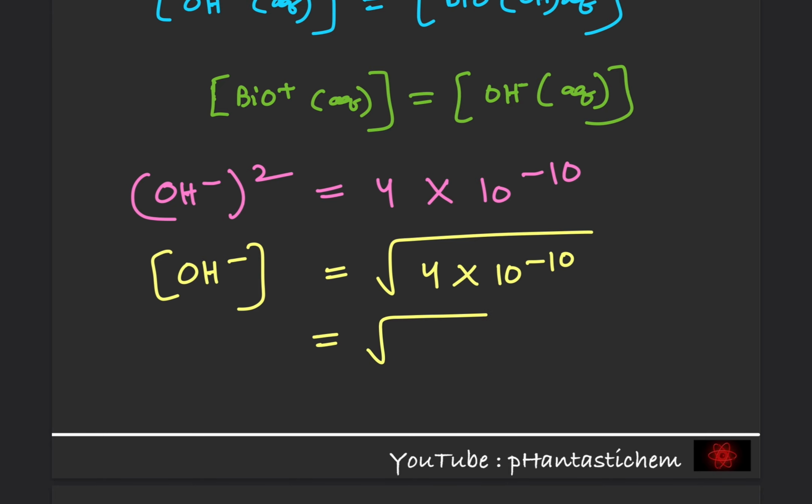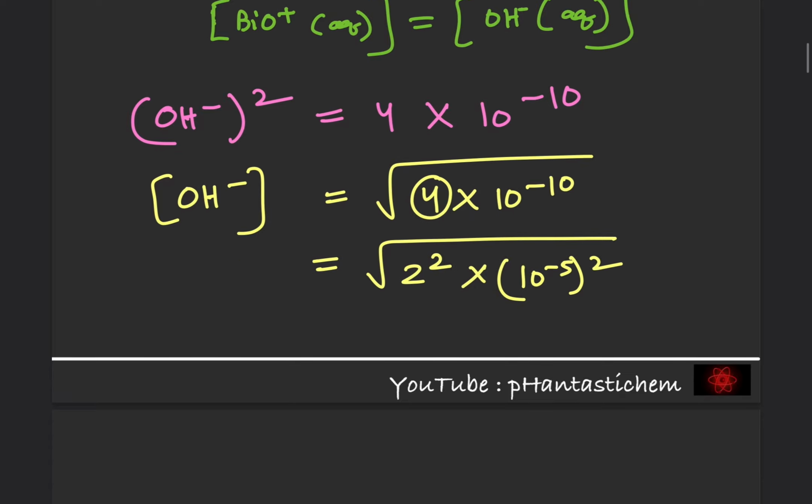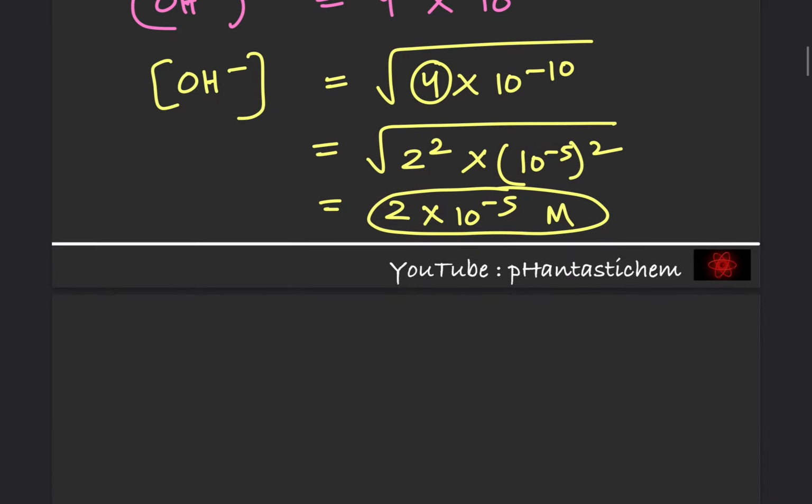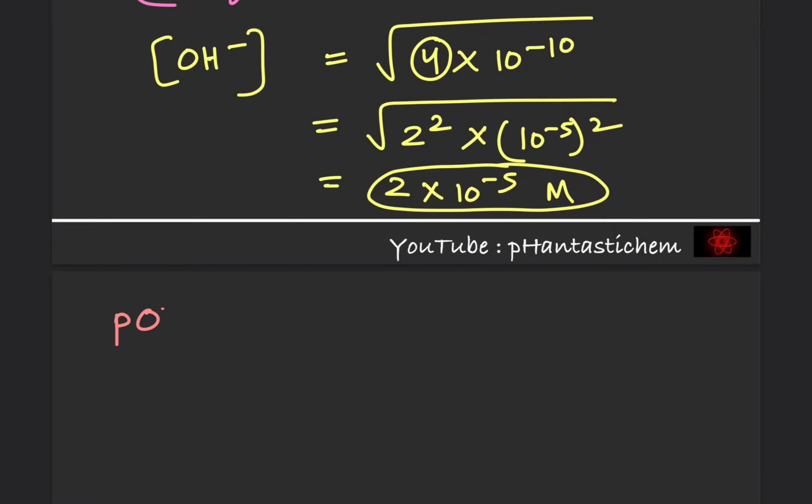And I can write square root of 4 into 10 power minus 10 as, I can write 4 as 2 square, and I can write 10 to the power minus 10 as 10 to the power minus 5 whole square. So therefore square root of 2 square into 10 power minus 5 whole square will be equal to 2 into 10 to the power minus 5. So this is the concentration of OH minus, 2 into 10 power minus 5 molar. Okay. Therefore, from the concentration of OH minus, I can calculate pOH. pOH, we know it is equal to minus log of OH minus concentration.